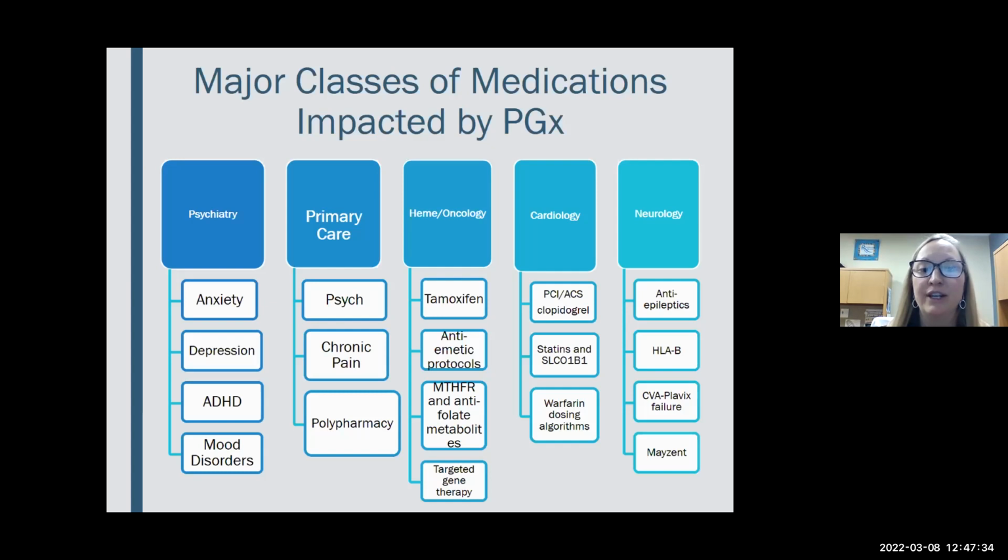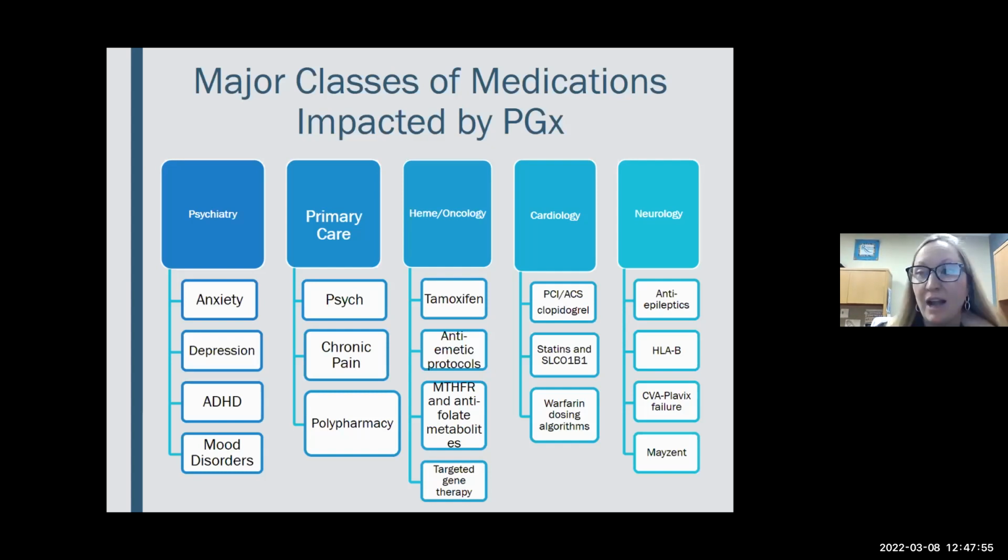There are certain neurologic medications that require testing. Our testing does do the human leukocyte antigens for carbamazepine and phenytoin, for Stevens-Johnson reactions as well. And then what Dr. Gerbasi was saying, what about preemptive testing?